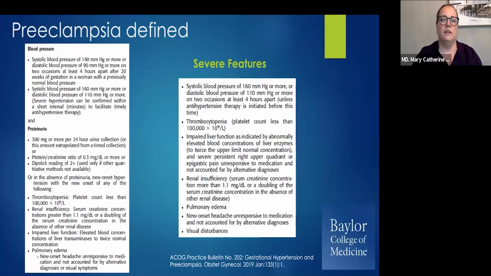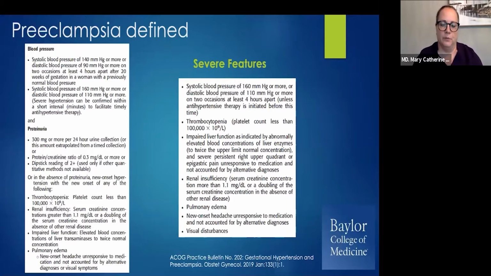And then not only the presence of hypertension, but then one of several other diagnostic criteria must be met. So historically, proteinuria was required, so approximately 300 milligrams or more in 24 hours. More recently, we've started to utilize a spot check of proteinuria, so the protein creatinine ratio of 0.3 or more.